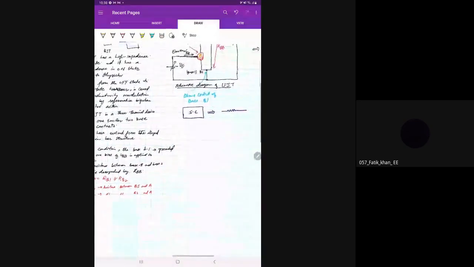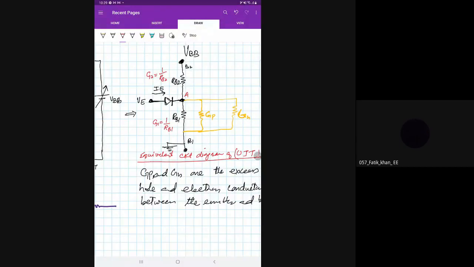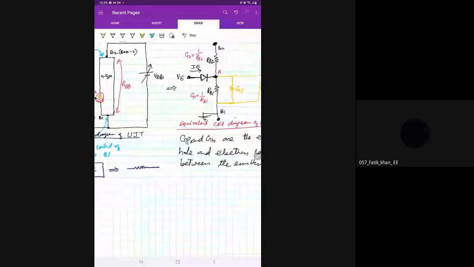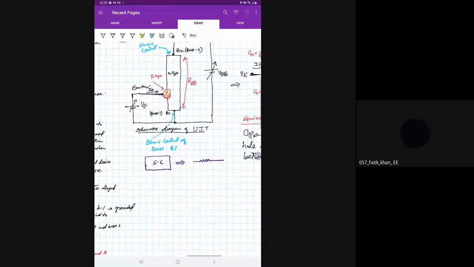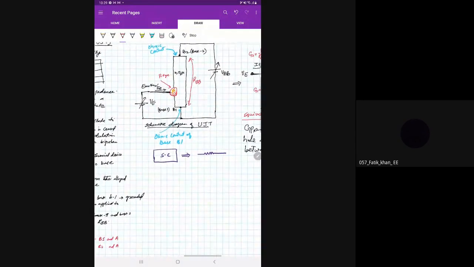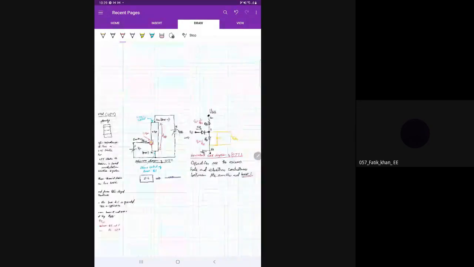So now we have another point here, so I'll mark this point A. Whatever is between A and B1, that is known as RB1. Whatever is the resistance between A and B2 is known as RB2. Similarly, GP and GN are the excess hole and electron conductances between the emitter and base 1. That I have already mentioned here.